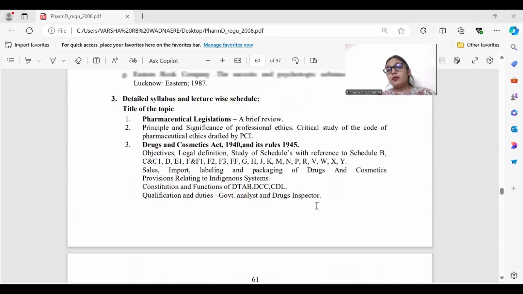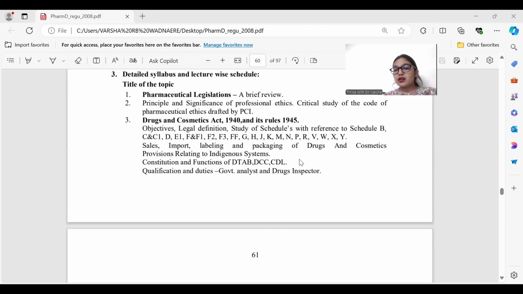Now again, from this whole topic list, 2 marks, 5 marks, 10 marks questions you can expect from each and every topic, or Central Drug Laboratory, that is CDL. That can be asked for 5 marks, and if they ask you alongside it, they can combine this with DTAB and DCC, so they can ask this for 10 marks also.